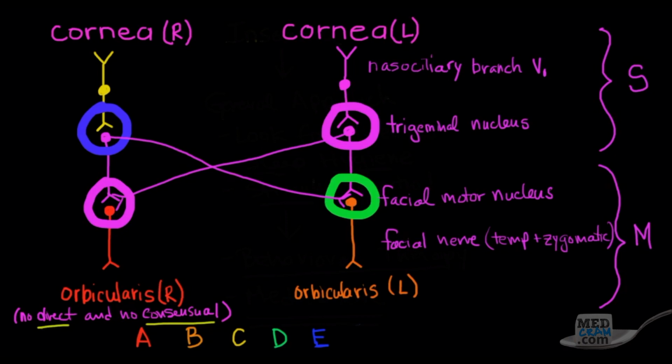So let's go through a typical procedure here where we actually take the cotton swab and touch it to the right cornea. What would happen here is we would touch the cornea and we would get a response to that, and that would be picked up by the sensory nerve here in yellow. Now, the reason why I have this in yellow is it corresponds to the answer choices, which happens to be the nasociliary branch of the trigeminal V1 nerve. And this little dot here represents the nucleus of that nerve. So it gets picked up and it goes into this body here, which is the trigeminal nucleus, okay?